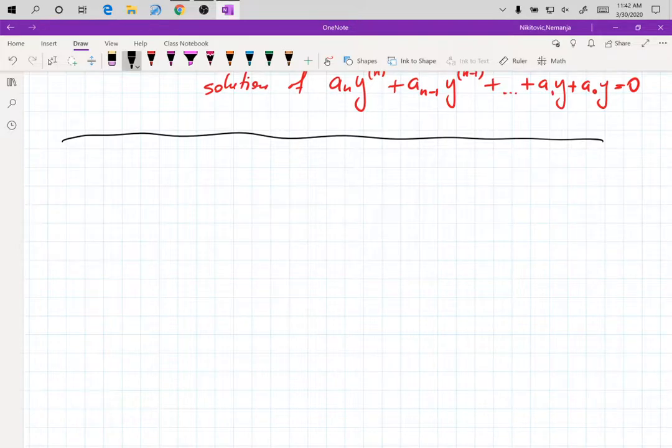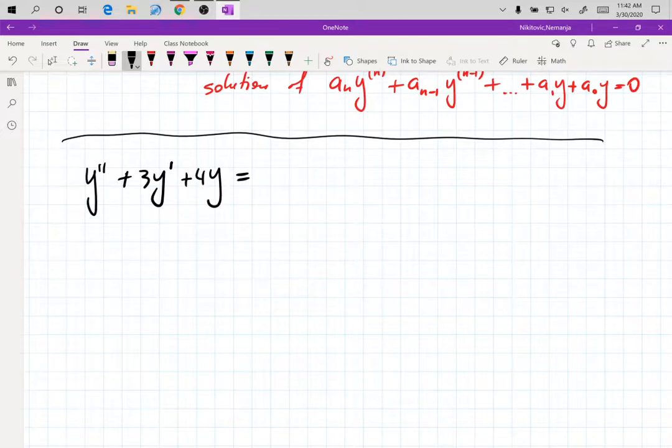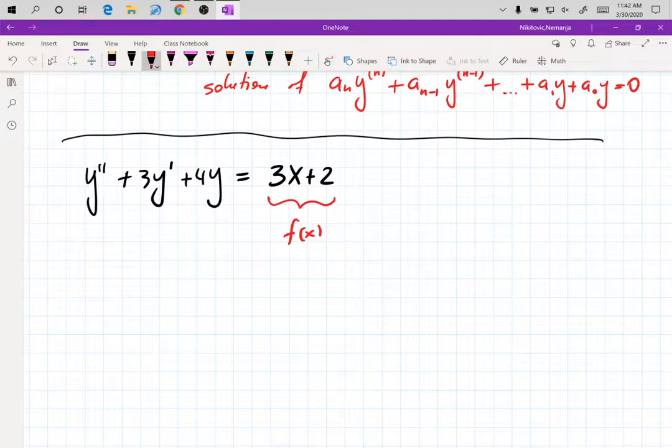We are looking now for a particular solution of y double prime plus 3y prime plus 4y equal to 3x plus 2. As you can see, it is equal to some forcing term. Now, this is in terms of x, not in terms of t, but it doesn't matter whether it's x or t. So this over here is my f of x.